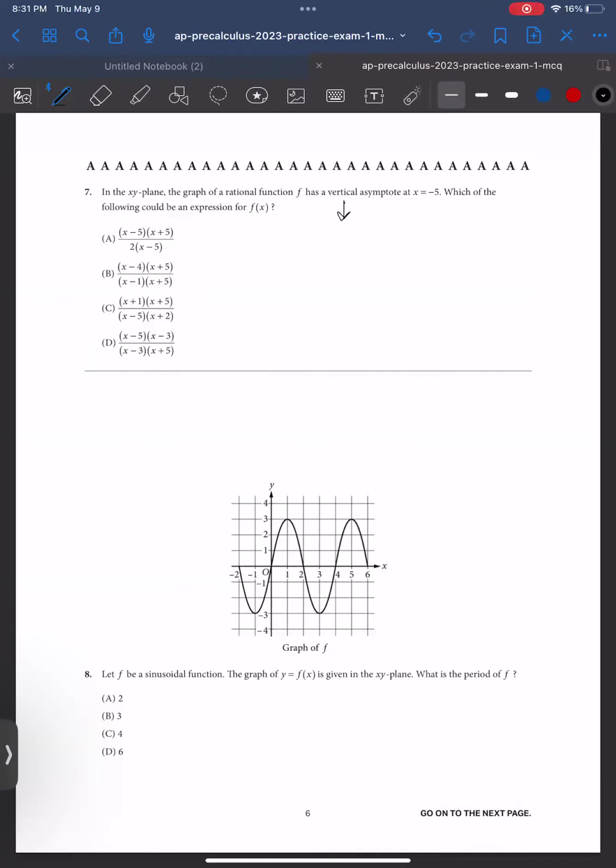No. So a vertical asymptote is a factor unique to the denominator, meaning that I cannot have the factor in both the numerator and the denominator. So if I have an asymptote at x equals -5, what should my factor look like? x plus 5. Exactly, x plus 5, right? So anything that has x minus 5 in the denominator is not an option. Now I'm between B and D, right?